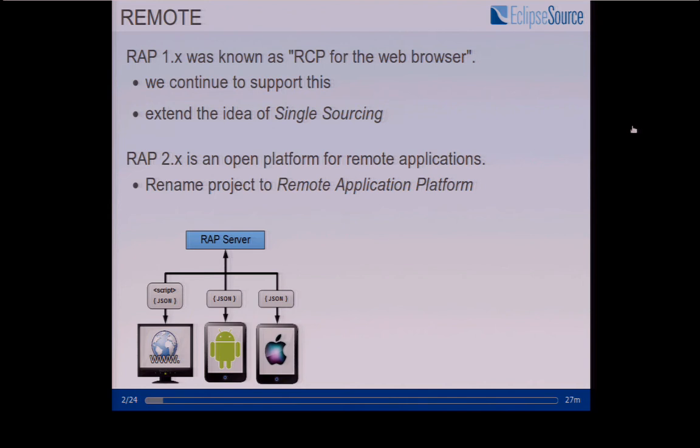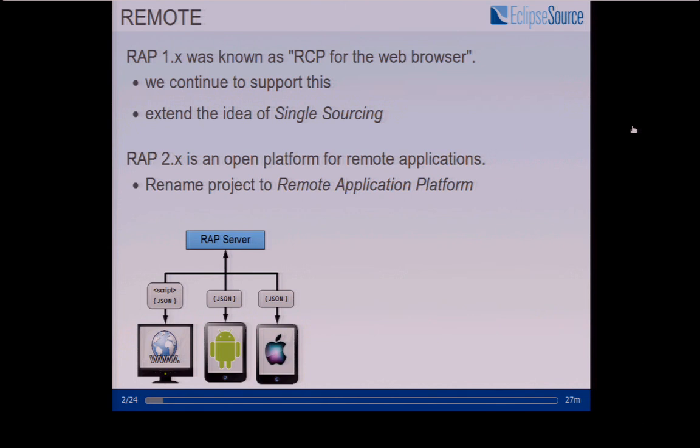RAP 1.x was known as the RCP, or the rich Ajax platform for the web browser. One of the goals that we had, and maybe you've been in the talk from Stefan yesterday from Allianz about single sourcing, was to have a single code base with a workbench-based application and to run the same RCP code base in a web browser, and you have the same look and feel. You share the same code base, you have to change only a few little code snippets.